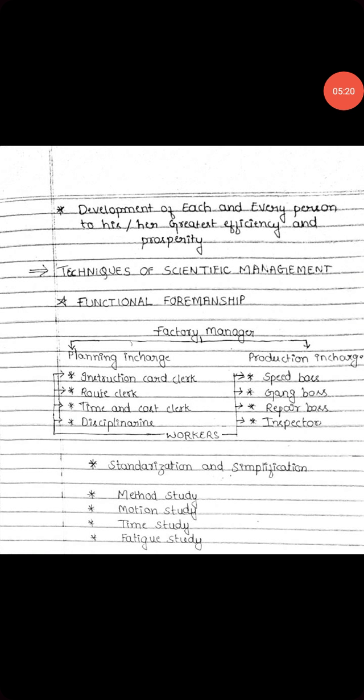So friends, the last principle of scientific management is the development of each and every person to his or her greatest efficiency and prosperity. Here Taylor, through this principle, is saying that we have to develop each and every employee. We have to train them, educate them, and promote them to higher levels, that is, give promotions.